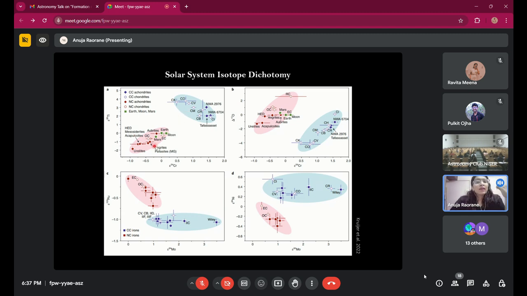Our Earth, Moon, and Mars basically lie in this non-carbonaceous chondrites group, while the carbonaceous chondrites come from the outer solar system. So our Jupiter and Saturn actually belong to the outer solar system.